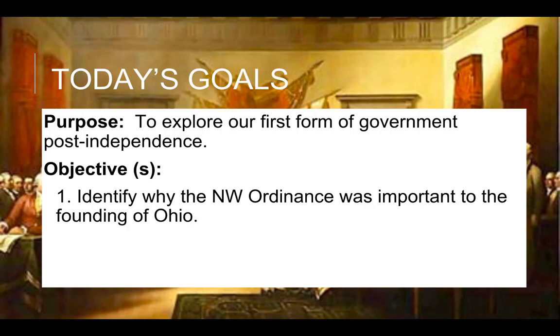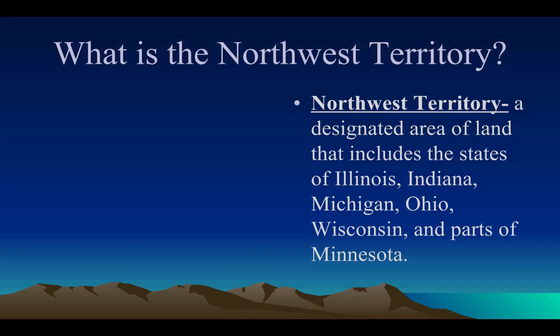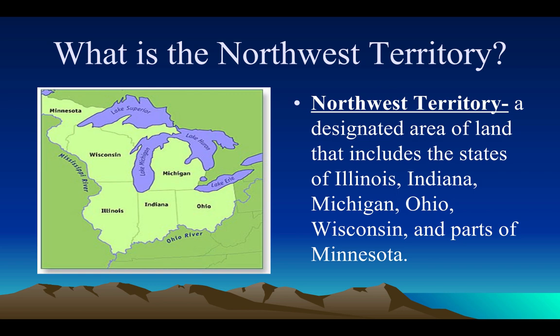Alright, so in this video, we will talk about how our first form of government post-independence began to take shape. By the end of this video, we should be able to identify why the Northwest Ordinance was important to the founding of Ohio. The Northwest Territory is this designated area of land that includes the states of Illinois, Indiana, Michigan, Ohio, Wisconsin, and parts of Minnesota. We can see in this map, it's essentially almost all of the states that surround the Great Lakes.